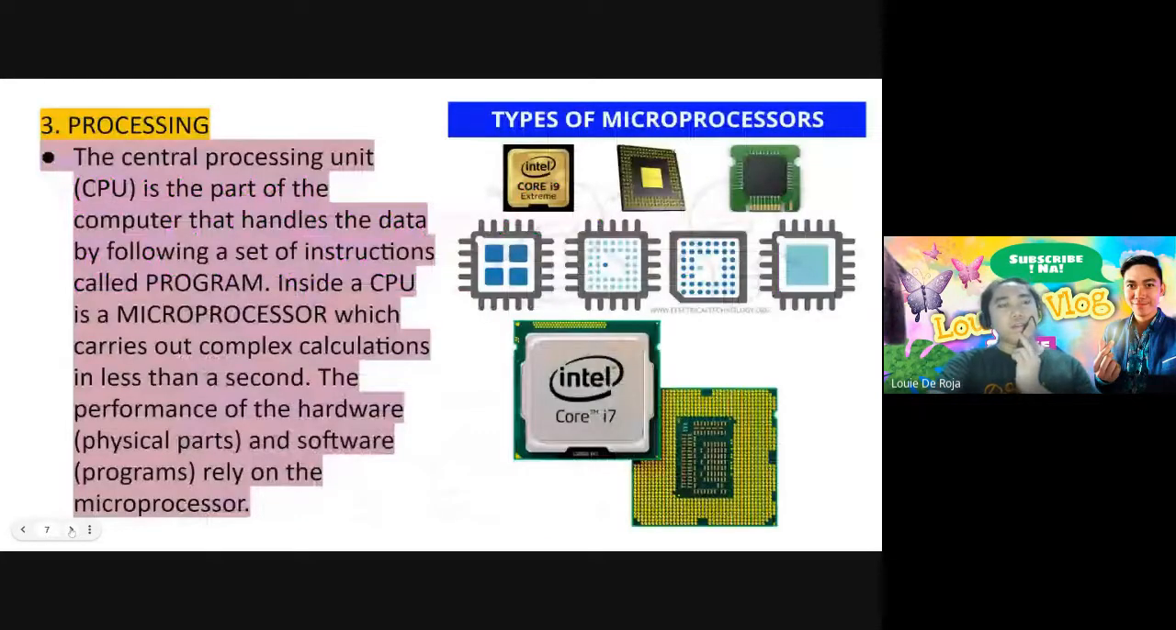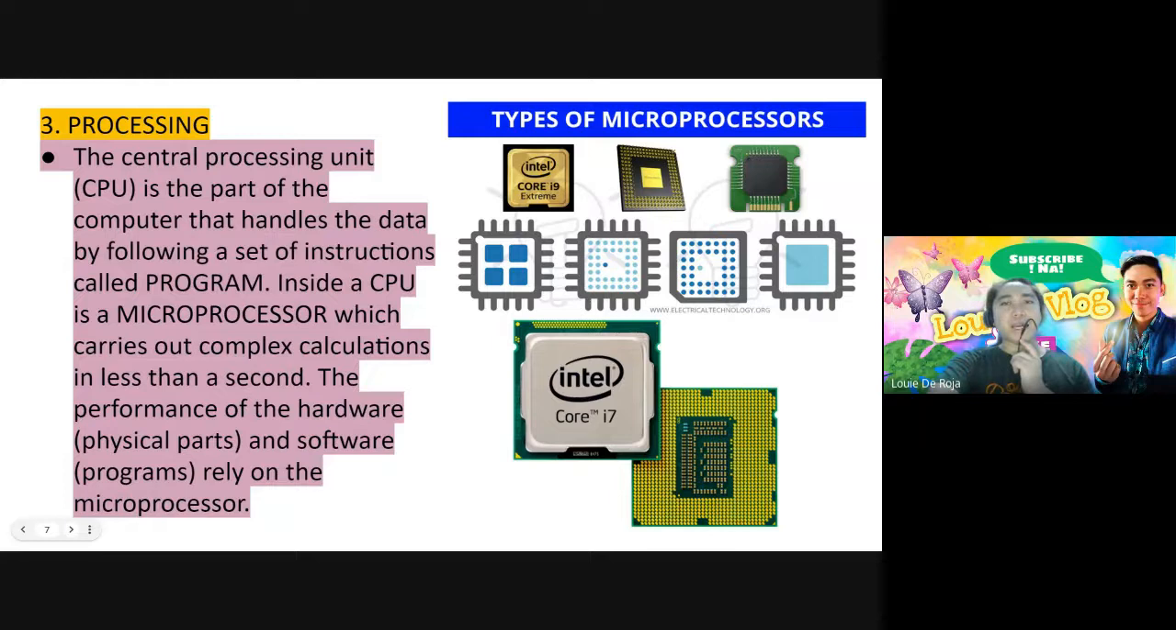Okay. So, third is processing. So this is the central processing unit called CPU, the part of the computer that handles the data by following a set of instructions called program. So inside the CPU is a microprocessor which carries out complex calculation in less than a second. So the performance of the hardware, physical parts, and software programs rely on the microprocessor.